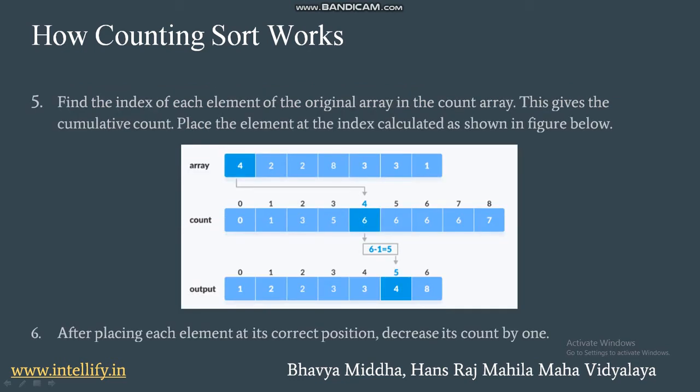Then we find the index of each element of the original array in the count array. This gives the cumulative count. Place the element at the index calculated as shown here in the figure. Let the array element be 4. So according to the cumulative count at 4, we have 6. Then we do 6 minus 1, that is 5. And at the fifth index position, we have 4. After placing each element at its correct position, we decrease its count by 1.